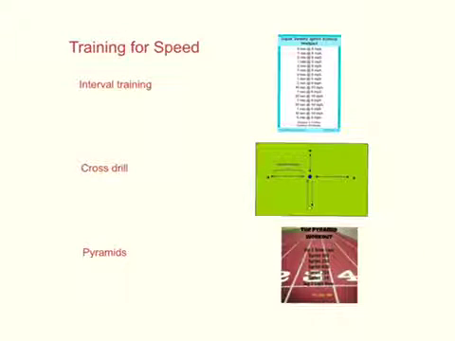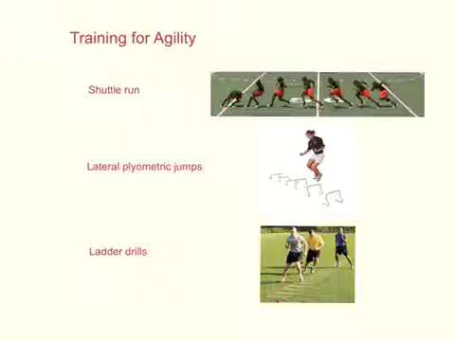Different ways we can train for speed. One thing you can do is you can go out and just do sprints and different types of sprints. But we can also do interval training, which we mentioned before. Again, that's changing the intensity of the sprints. There's cross drill. Cross drill is we start at the center and we go out to each corner as quickly as possible and back to the center. And pyramids, where we increase the distance and then decrease the distance, going up and down as we train.